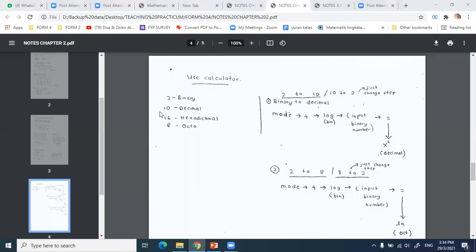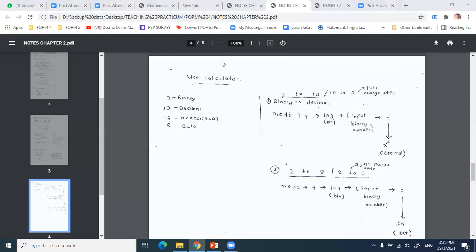Okay, so how to use the calculator? Firstly, you need to know the name of the base. For base 2, the name is binary. Binary, okay? Remember this, base 2 is binary. And then base 10 is decimal. And then we also have base 16, but you didn't learn about this, so just ignore this. And for base 8, you have octo. So 2 is binary, 10 is decimal, and 8 is octo.